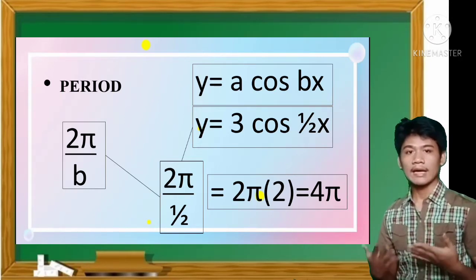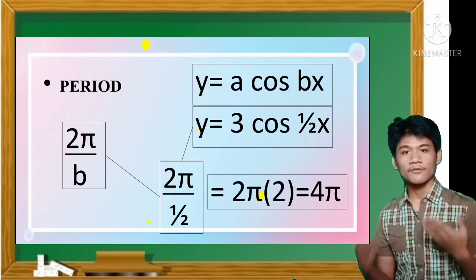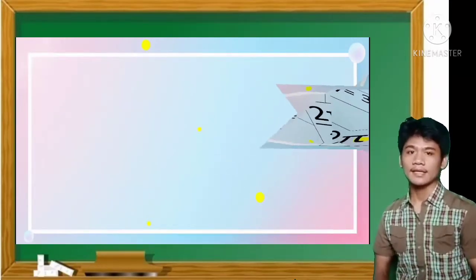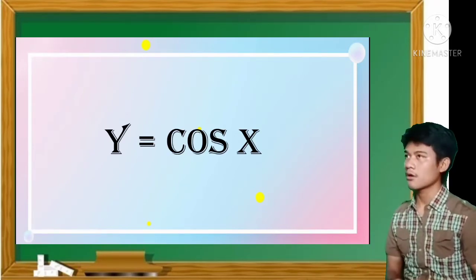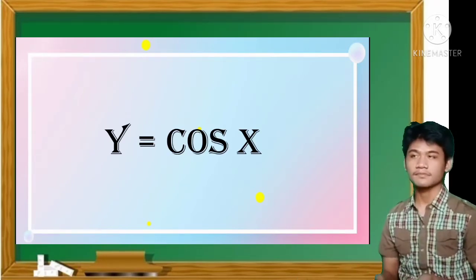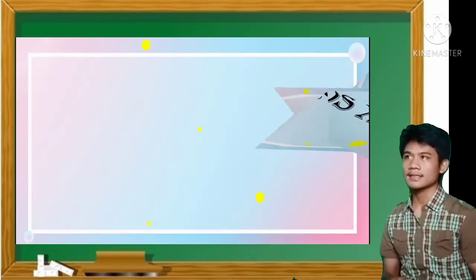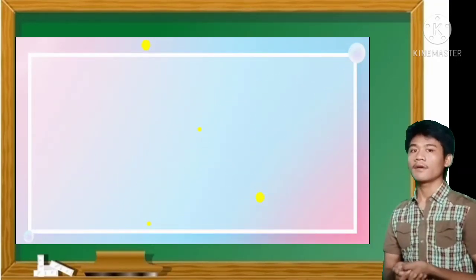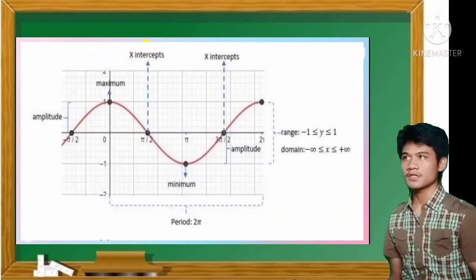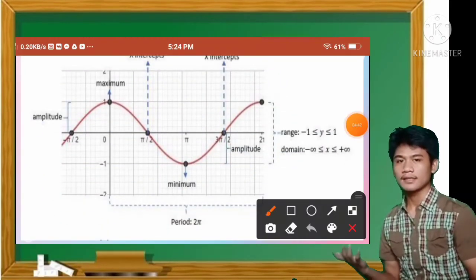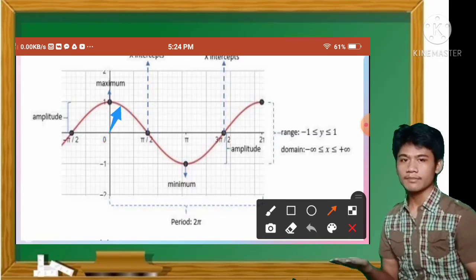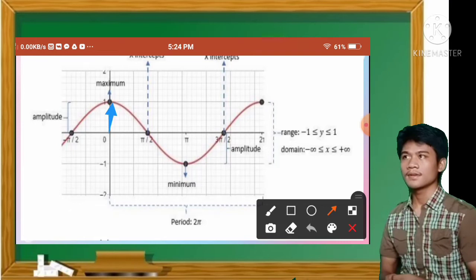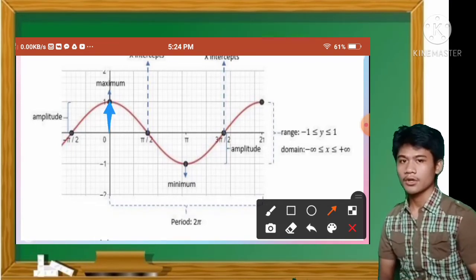To visualize the graph of a cosine, let me start with this given example: y = cos x. This is the graph of the given function. As you observe, the distance from the horizontal line, the x-axis, to the greatest point, or the maximum point, is our amplitude.